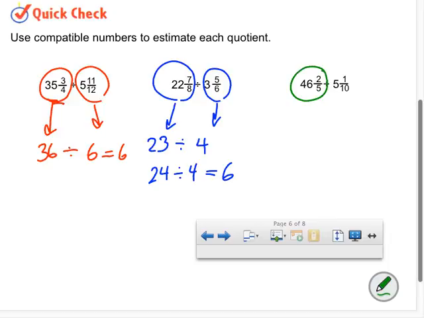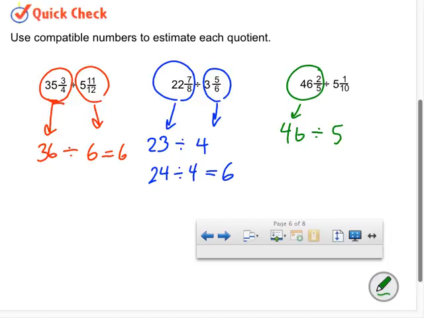All right. Savannah, can you walk me through this one? 46 and 2/5. That mixed number can be rewritten as what? 46, very good. Because 2/5 is closer to 0 than it is to 1. Nice. And what about 5 and 1/10? You're saying 5? So you're saying 1/10 is close to 0? Good. So 5.